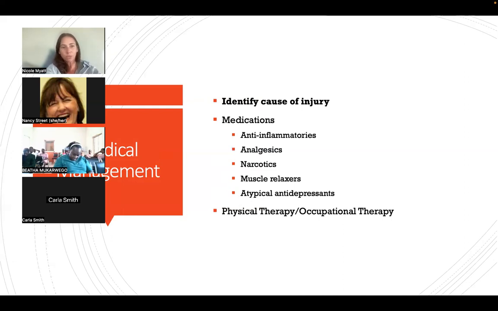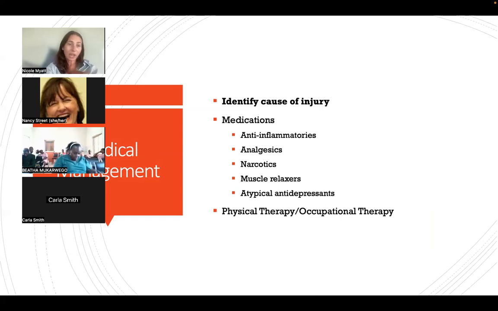If you have folks that have had an injury that has left nerve damage, or sometimes folks with diabetes get this neuropathy pain, we found that atypical antidepressants can help with that. Physical and occupational therapy are really helpful for pain.